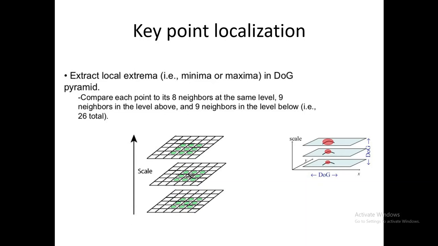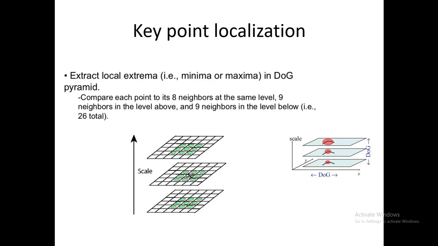So far, we have discussed the scale invariant function, some basic types of scale invariant function, and some examples of scale invariant function. Here, we will discuss in more detail how to detect the extrema points, or extrema detection in scale space, which we also call key point localization.